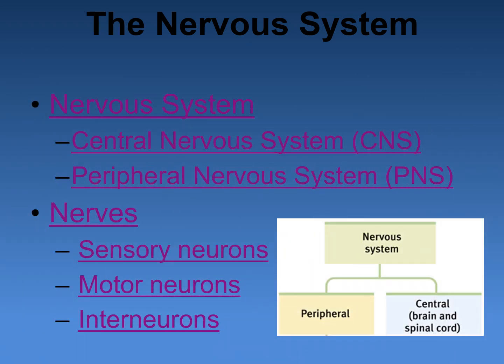Information travels in the nervous system through three types of neurons. There's sensory neurons, which carry messages from the body's tissue and sensory receptors inward to the brain and spinal cord. There's motor neurons, which carry instructions from the central nervous system out to the muscles and glands. And then there's interneurons, which are in between the two.